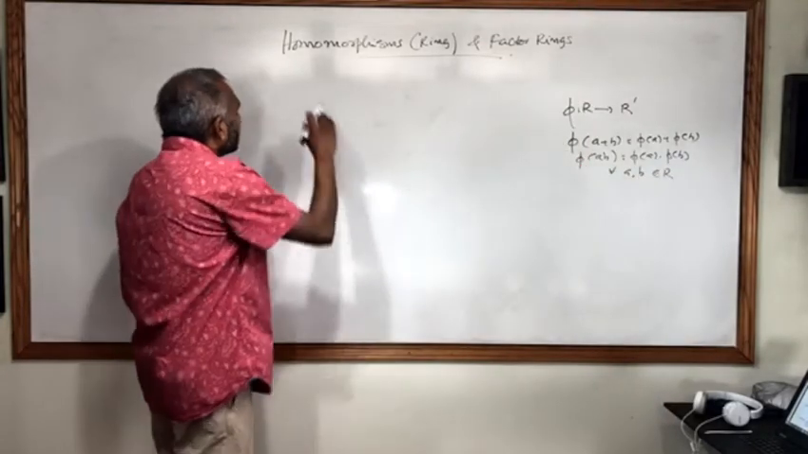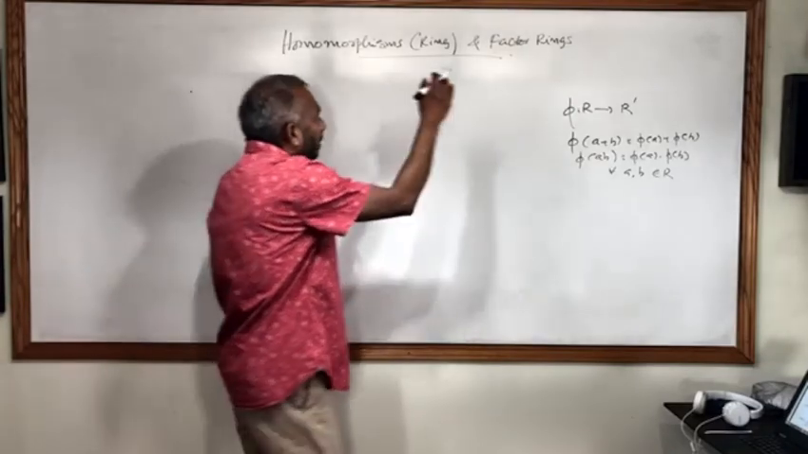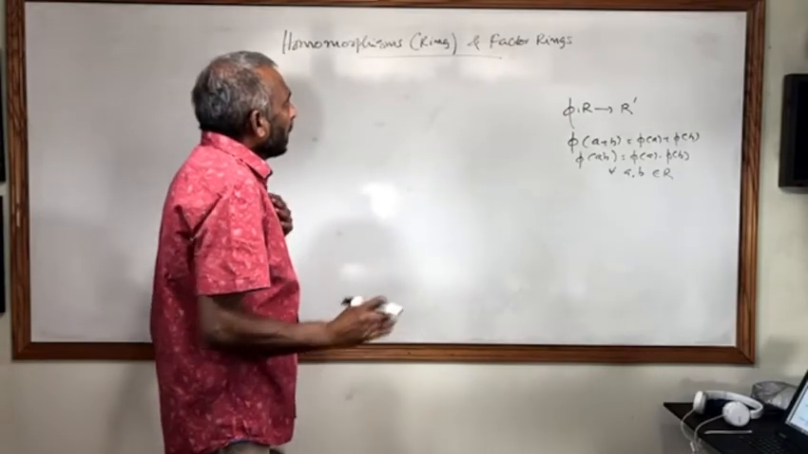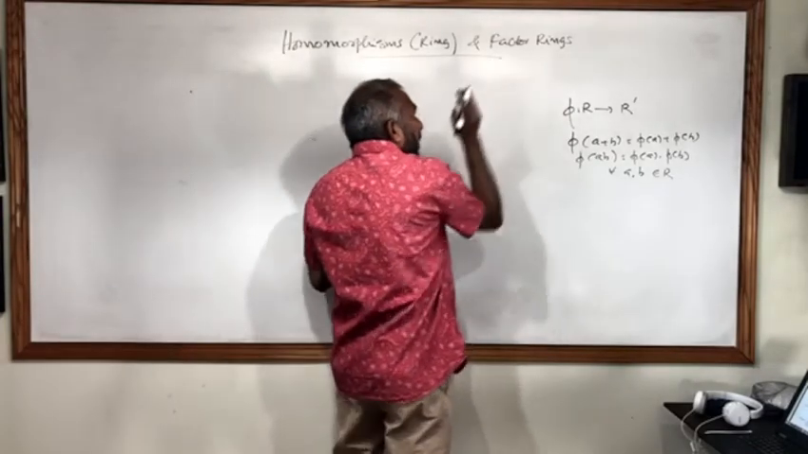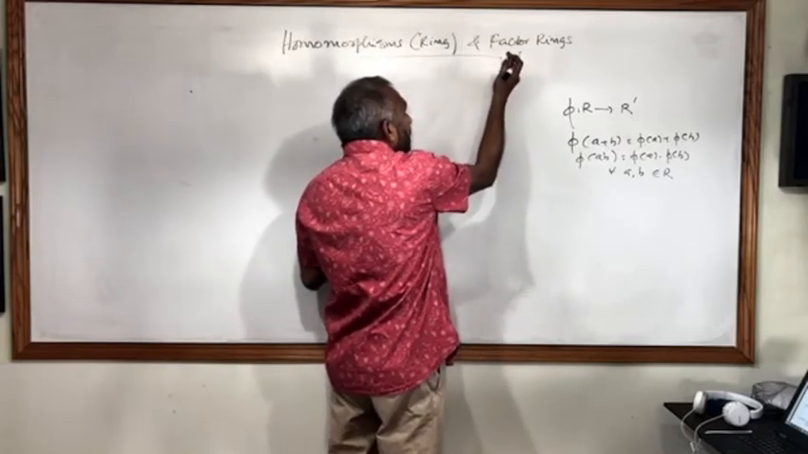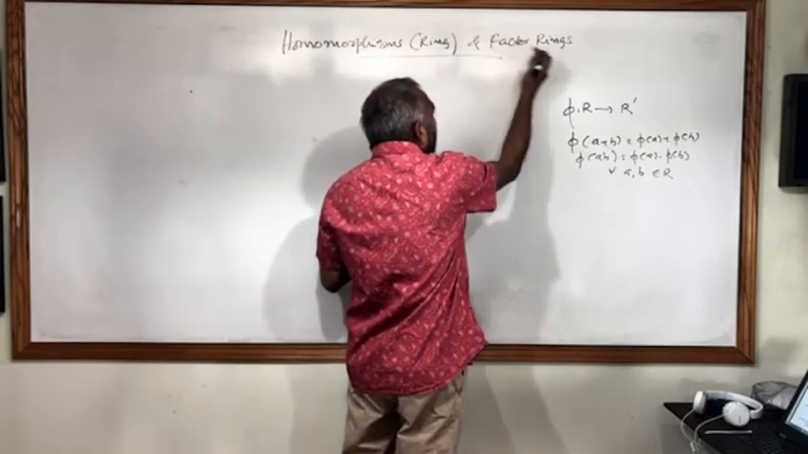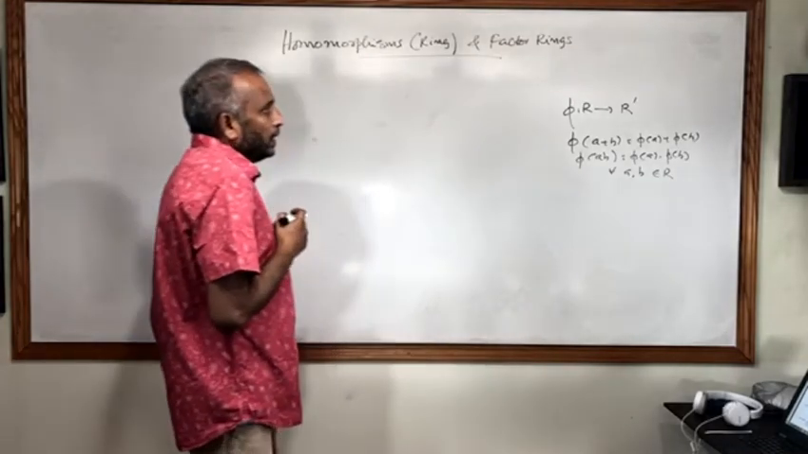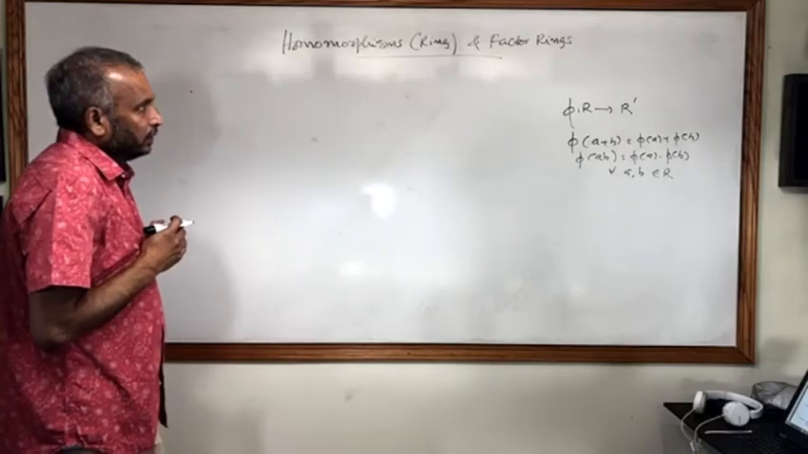But in this section we are focusing on factor rings. Factor rings are very similar to factor groups. Actually, the idea is the same. In fact, the elements of the factor rings are the same as the elements in the factor groups. They are left or right cosets.